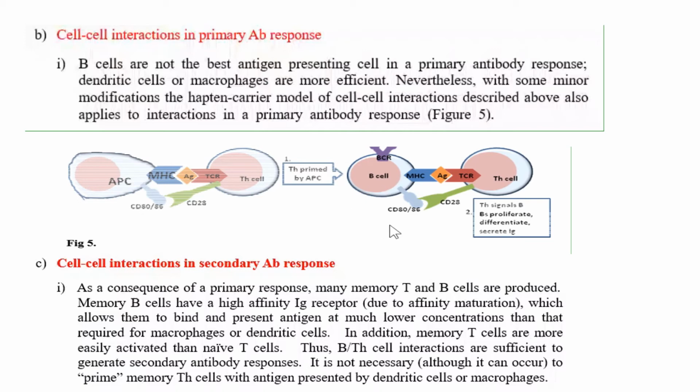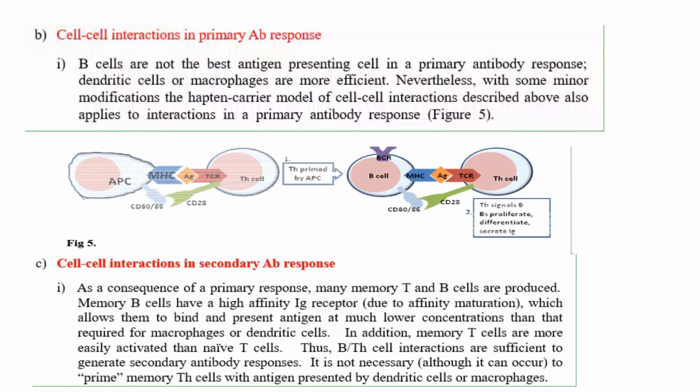In addition, cytokines produced by T helper 2 cells help B cells to proliferate and differentiate into antibody-secreting plasma cells.